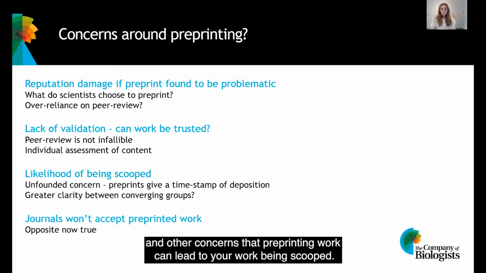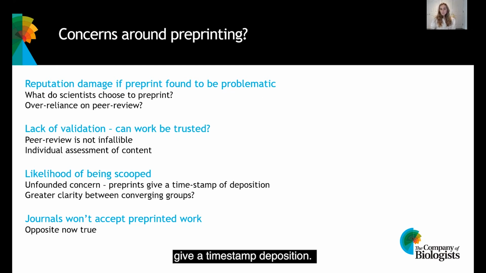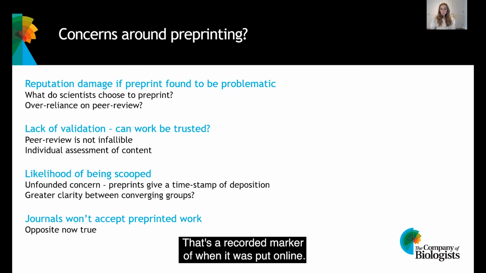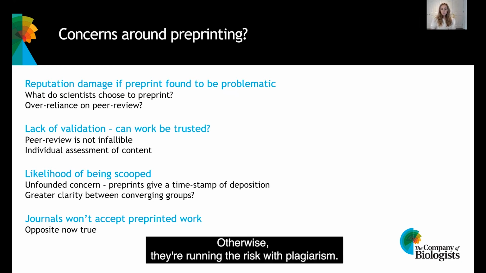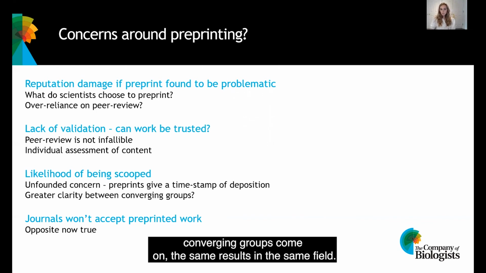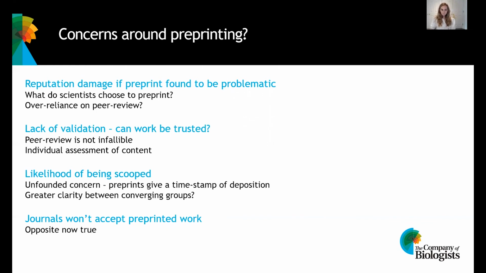Another concern is that preprinting work can lead to your work being scooped. I think there's a bit of confusion around that because actually preprints give a timestamp of deposition. If you upload your work onto a preprint server, it's got a DOI with a timestamp on it. That's a recorded marker of when it was put online. So any subsequent work that might converge on your findings has to cite that preprint, otherwise they're running the risk of plagiarism. So to a certain extent, I think preprints provide greater clarity around when work has been published or when converging groups come to the same results in the same field.